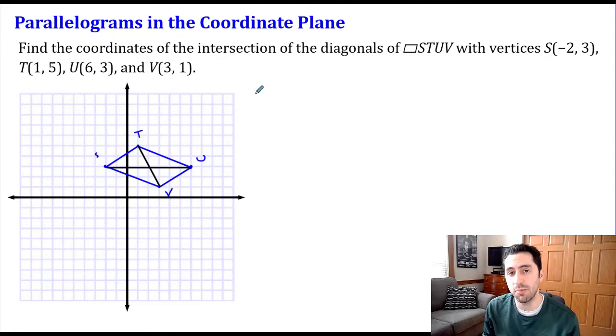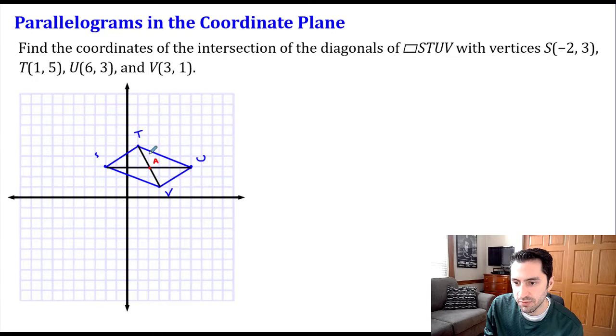Now there is a property of parallelograms that says that the diagonals bisect each other, which means that they cut each other in half. So let's label this point here, let's just say that this is A. So from T to A is the same distance as from A to V, because the diagonal SU bisects or cuts in half the other diagonal TV. And the same thing going the other direction. So from A to S is the same distance as from A to U. Again, it's getting bisected.